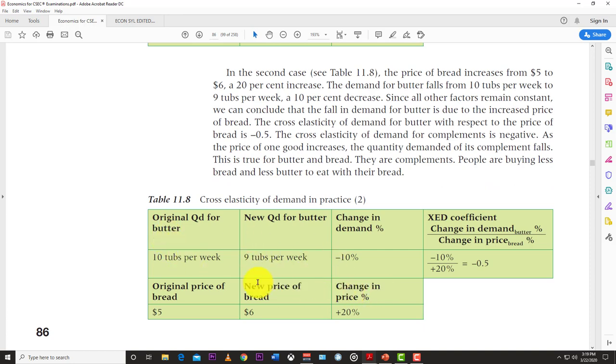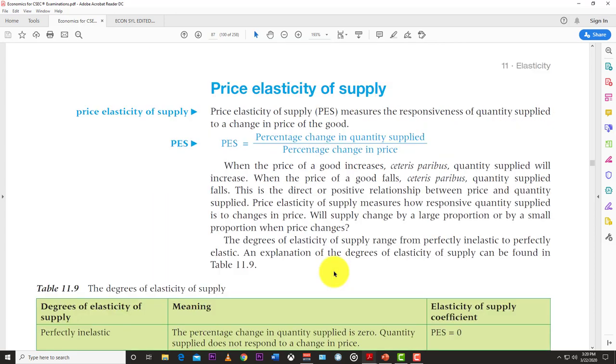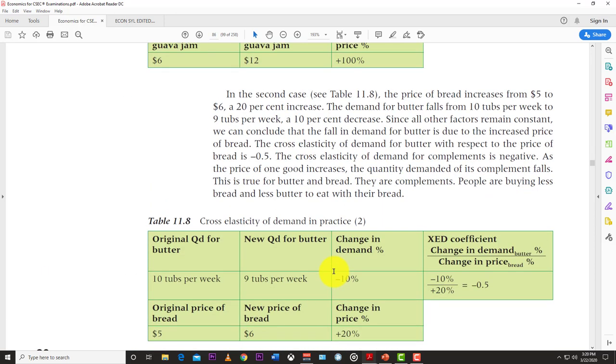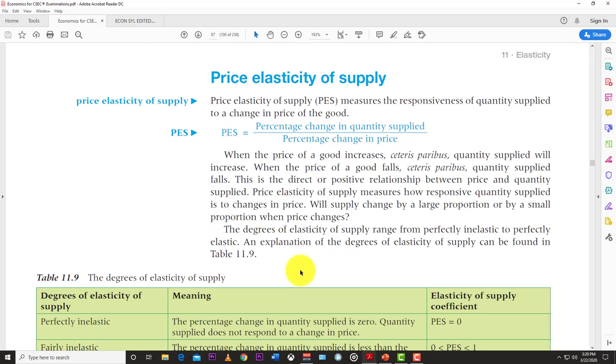All right, so you have the workings right here. Again, for good X, you're concerned with the percentage change in the quantity demanded. For good Y, you're concerned with the percentage change in the price. Take those two percentages, put them over each other, do the math, and get the coefficient right there. And so that's it for cross elasticity of demand.